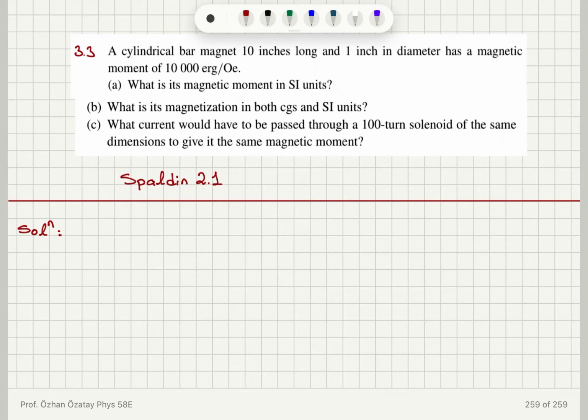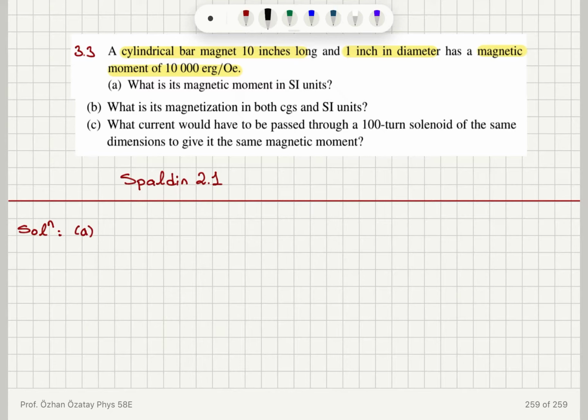A cylindrical bar magnet, 10 inches in length and 1 inch in diameter, has a magnetic moment of 10,000 ergs per oersted. What is its magnetic moment in SI units?